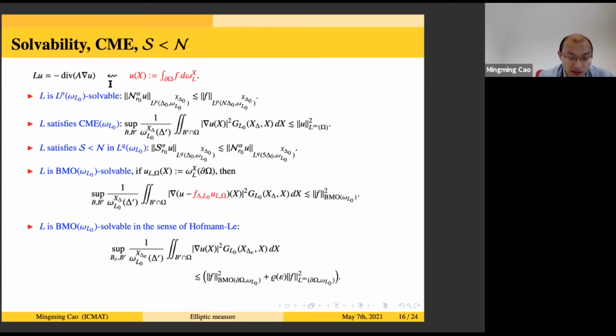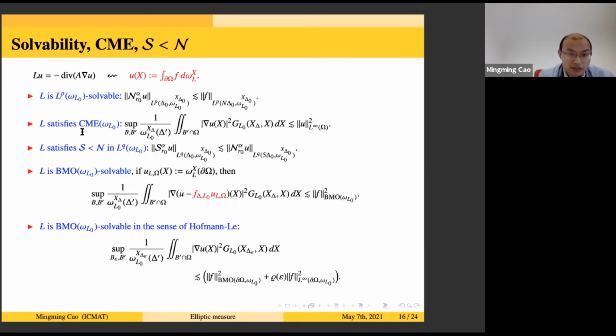Given the second order divergence form elliptic operator L, we always consider this kind of solution. And we say that L is L^p soluble with respect to omega, with respect to the elliptic measure omega L zero, if for every alpha and p there exists a uniform constant such that the truncated non-tangential maximal function is controlled by f in L^p for every surface ball.